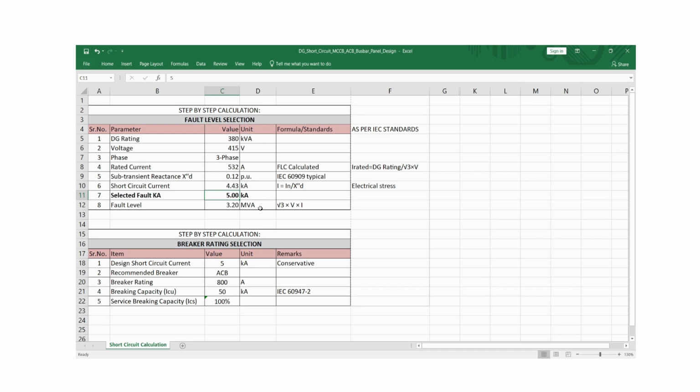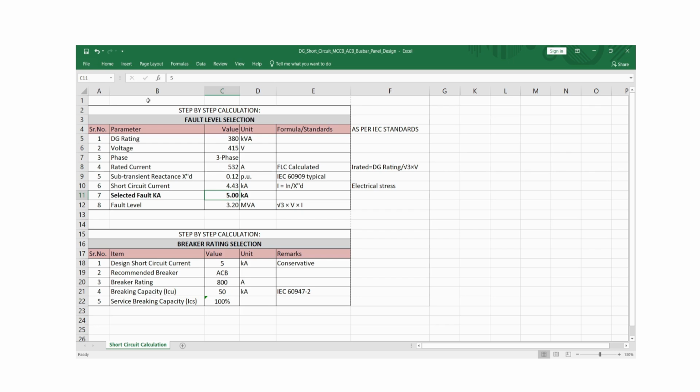Now, good engineers never design on the edge. Even though the calculated fault current is 4.43 kA, we select a conservative design value. So the design short circuit current is taken as 5 kiloamperes. Why? Because of tolerance, aging, temperature, and future expansion.